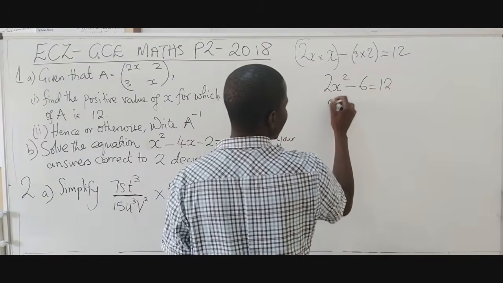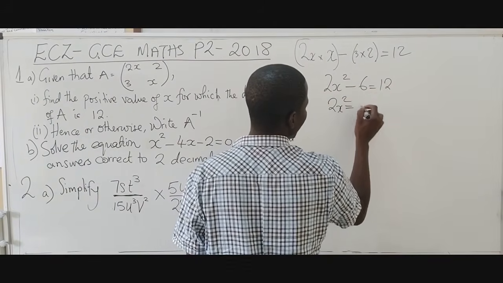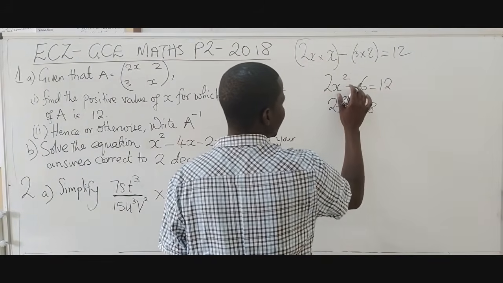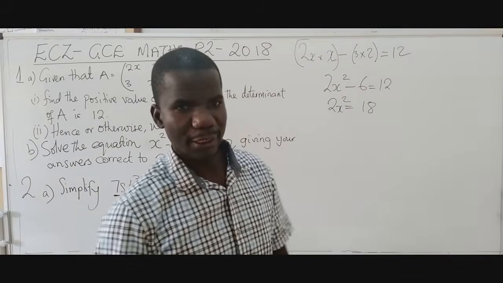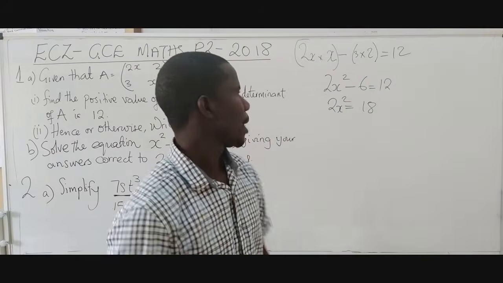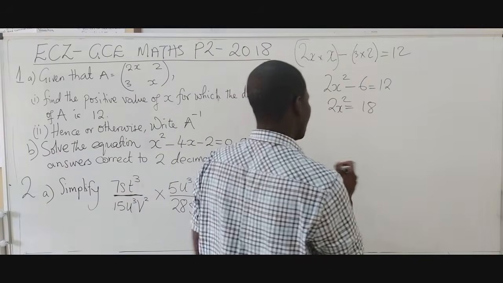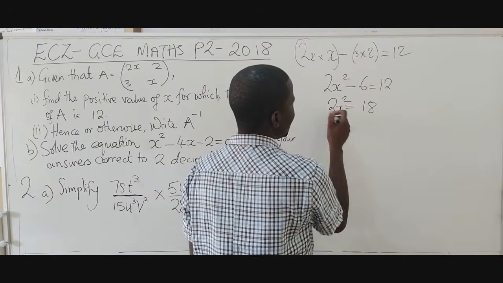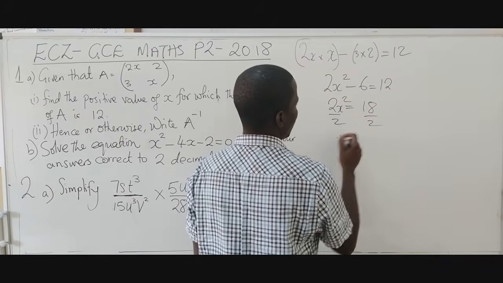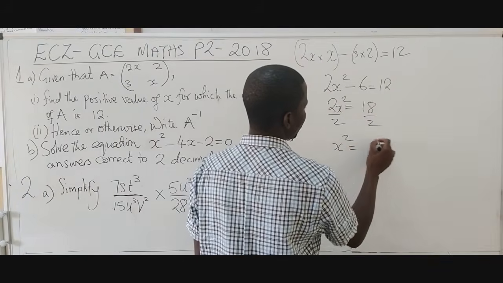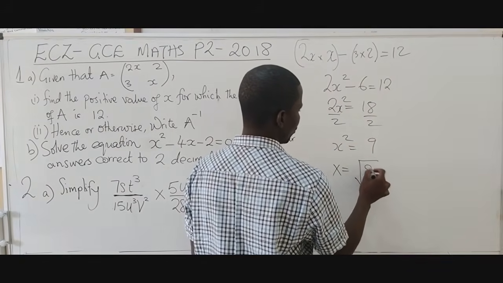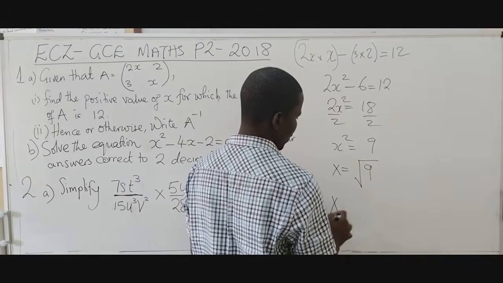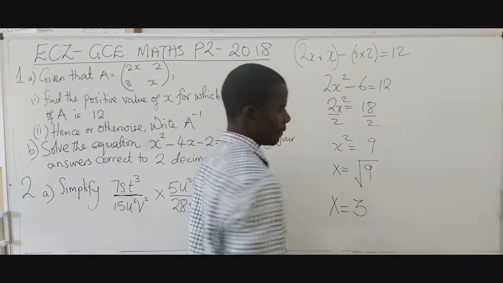So we solve this as an equation. 2x squared is equal to 18. The additive inverse of this minus 6 is a plus, so it goes to the other side. You add 6 to 12. So here, we divide both sides by 2. What do you get? x squared is equal to 9. Then x is equal to the square root of 9. So x is equal to 3.